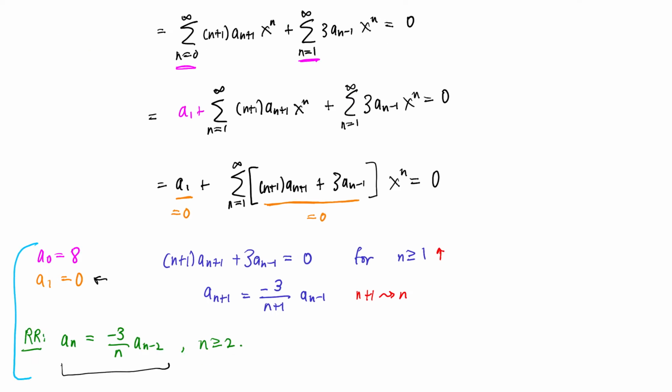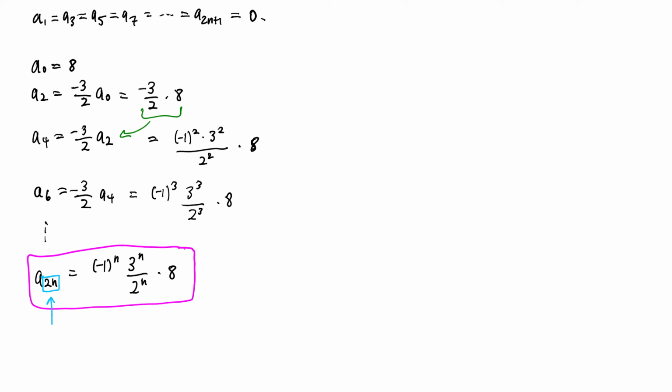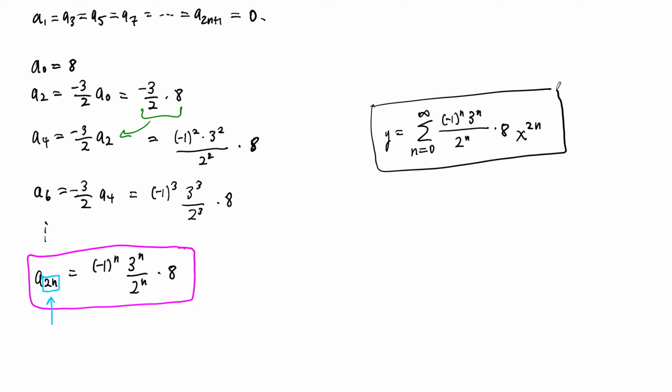So here's the last step. We just plug in this formula and we see that our power series solution is that y is equal to the sum, n goes from 0 to infinity, of a sub n, that's the formula we just found: negative 1 to the n, 3 to the power n over 2 to the power n times 8, times x to the power, in this case, 2n, because those are the only coefficients that we have. So x to the power 2n. Alright, and so this is our power series solution to the given differential equation with the given initial data.